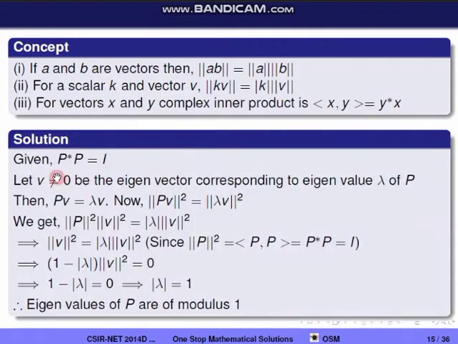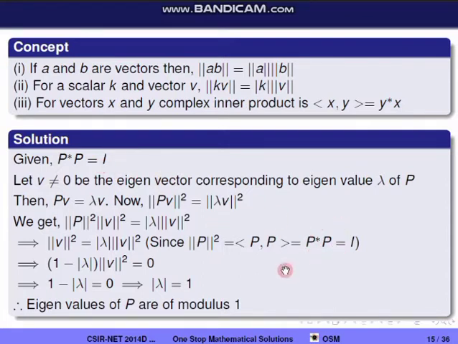So they are given P star P is equal to I. So let me take V, a non-zero eigenvector corresponding to an eigenvalue lambda of P. Then by the definition of eigenvector we can write PV is equal to lambda V. Now take norm square on both sides. So we get norm PV square is equal to norm lambda V square. So using concepts 1 and 2 we get norm P square into norm V square is equal to modulus lambda square into norm V square. So if we note that norm P square, using the definition of norm, is equal to inner product P comma P, and using the third concept this can be written as P star P, and P star P is given to be I.